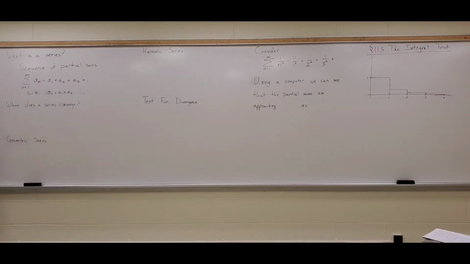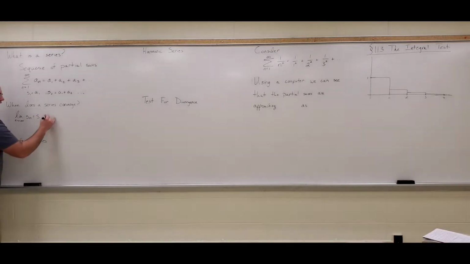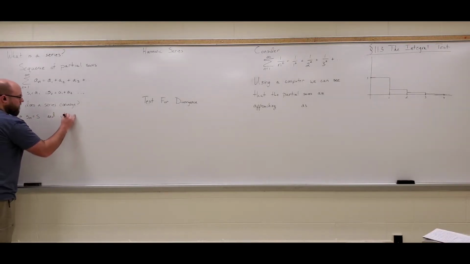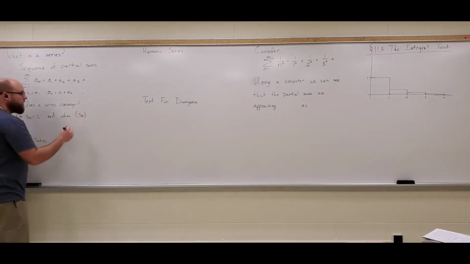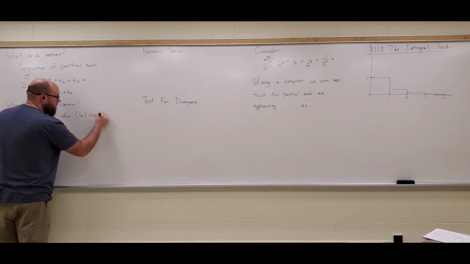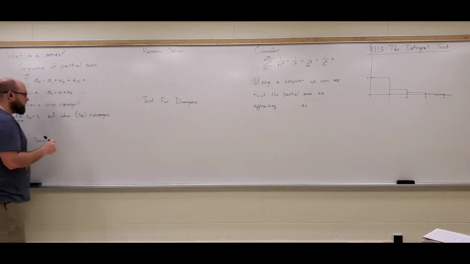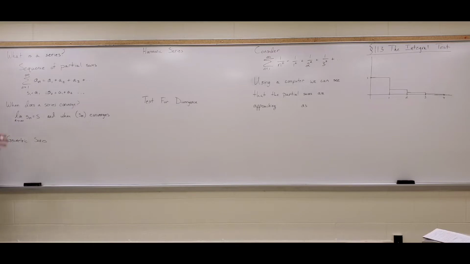So this sequence of partial sums represents this series. When does a series converge? A series converges when the limit, as n approaches infinity, of the sequence of partial sums, S sub n, is equal to some value s, and when the sequence converges. These are the two criteria in order for a series to converge. We're talking about the sequence of partial sums when we're talking about S sub n.